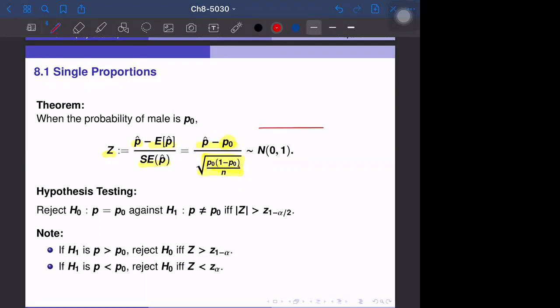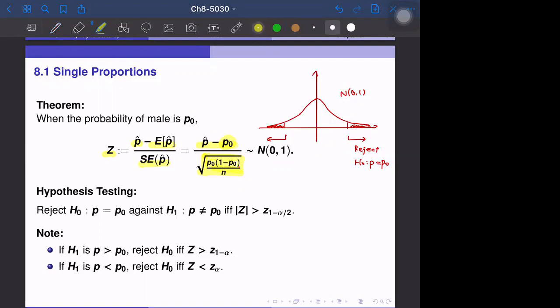If this test statistic falls in the extreme range of this standard normal distribution, we reject the null hypothesis. If z is normal 0, 1, this is the distribution of z, then if it falls in this extreme range, either on the right end or left end, this part and this part, we reject the null hypothesis that p is equal to p naught. Otherwise, we accept. That is the test for a single proportion.